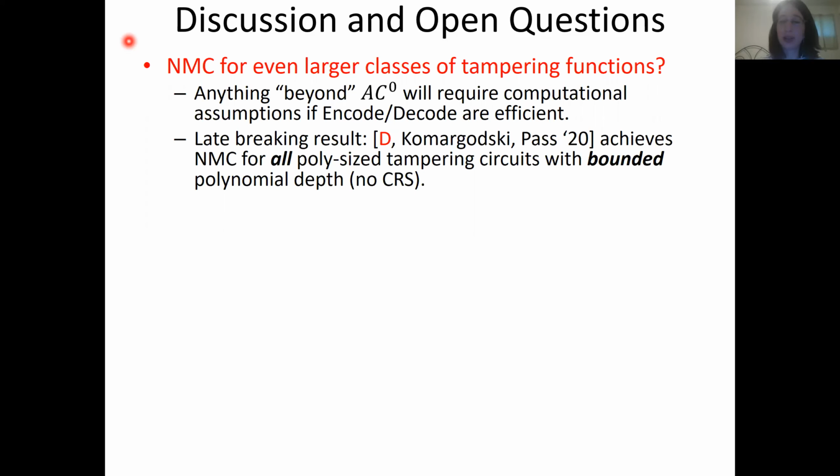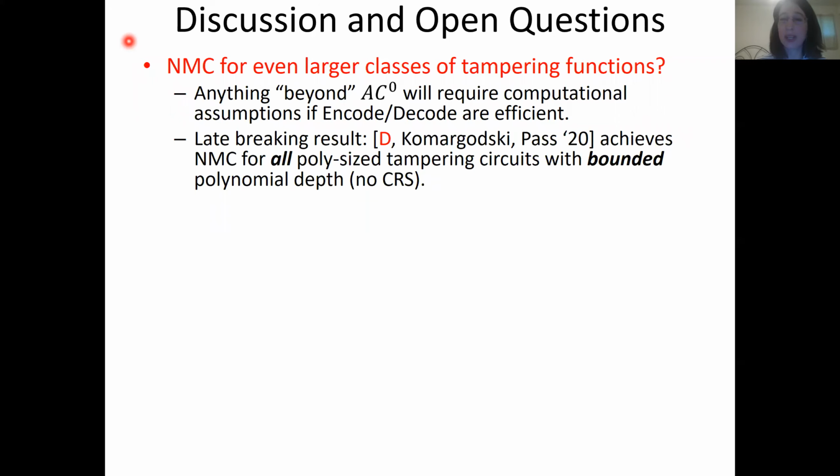So I just wanted to end with some discussion and open questions of what are the interesting things left to do in this regime. So I think the obvious question is, can we get non-malleable codes for more types of tampering classes? Note that, as I mentioned before, anything that's beyond AC0 is going to require some kind of computational assumptions if we want encode and decode to be efficient. And that's because for classes beyond AC0, we don't know how to separate them from P.